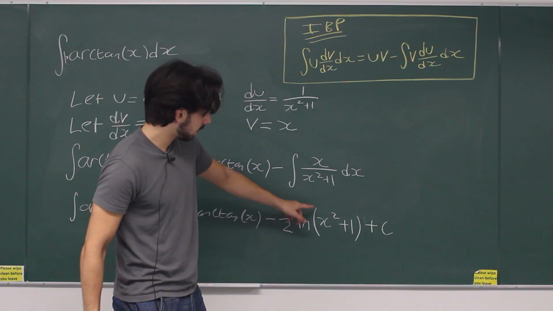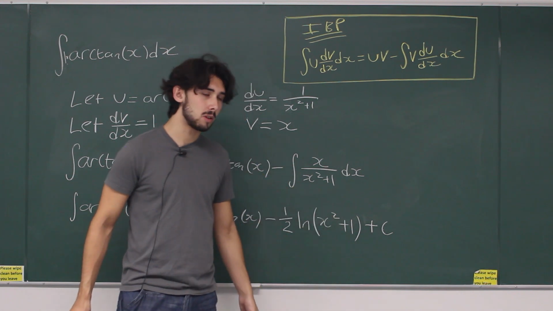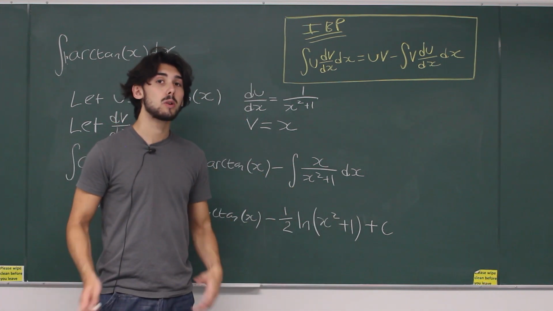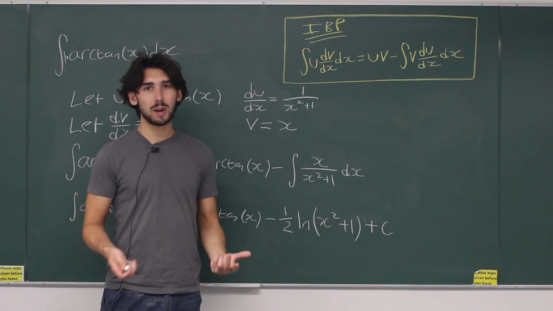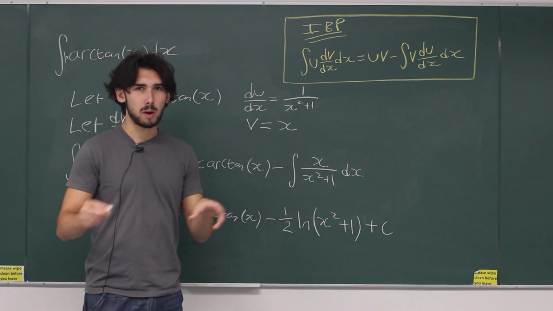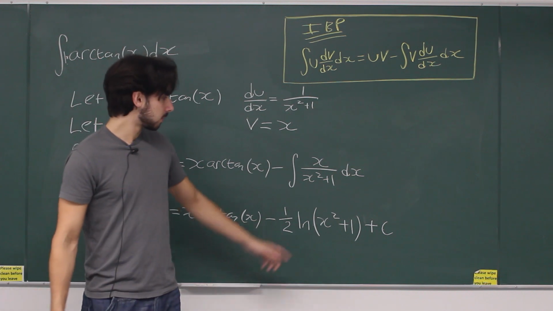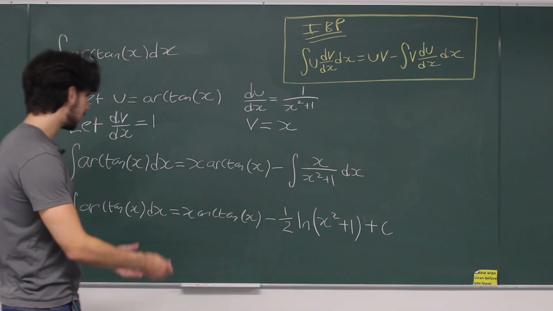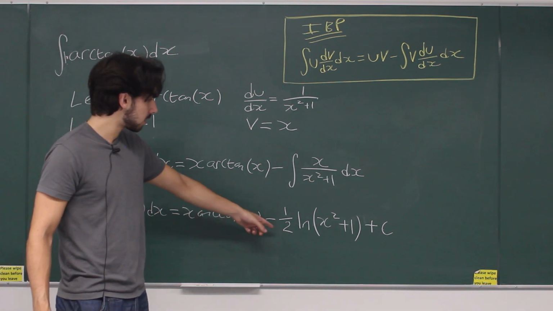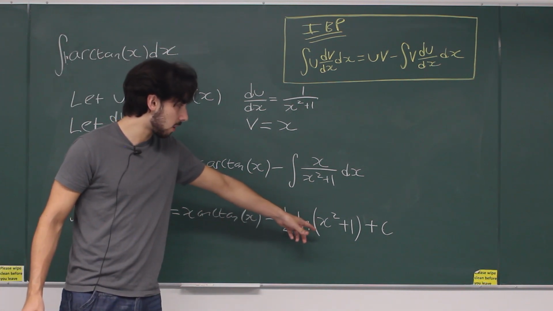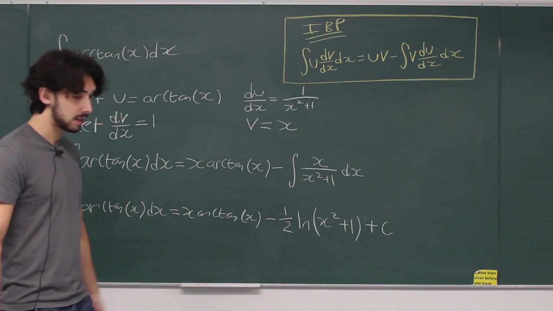And you don't need the modulus or the absolute values on the natural log, even though when you're integrating you typically do, simply because x squared plus 1 is always positive. So you don't need to worry about when it's negative and making it positive. You can just use normal brackets. So this is the entire answer. The integral of arctan x is x arctan x minus a half the natural log of x squared plus 1 plus c. Hopefully that makes sense, guys.